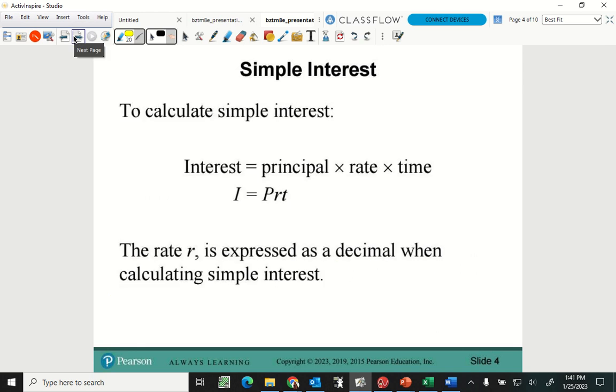So, right here we're going to have interest, I, is going to be principal times rate times time. I equals PRT. The rate is expressed as a decimal. We don't put it in as a percent, we always put it in as a decimal.